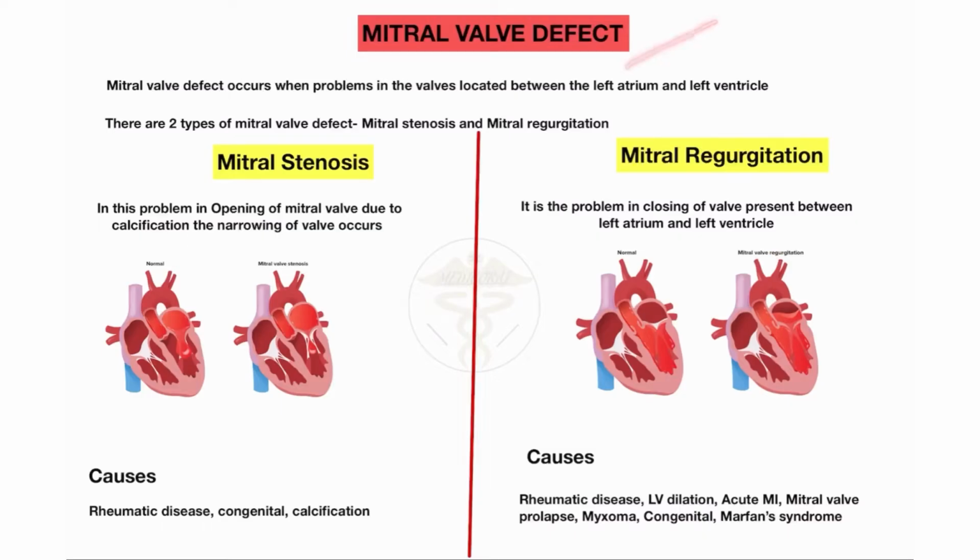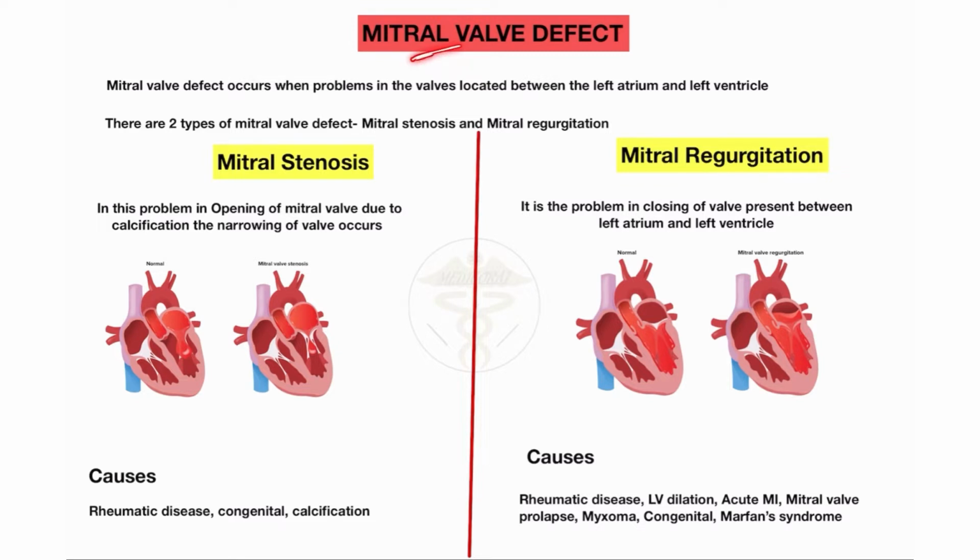Mitral valve defect. Mitral valve defect occurs when there is a problem in the valve located between the left atrium and left ventricle. In aortic valve defect, I discussed that the problem occurs between the left ventricle and the aorta, in aortic regurgitation and aortic stenosis.